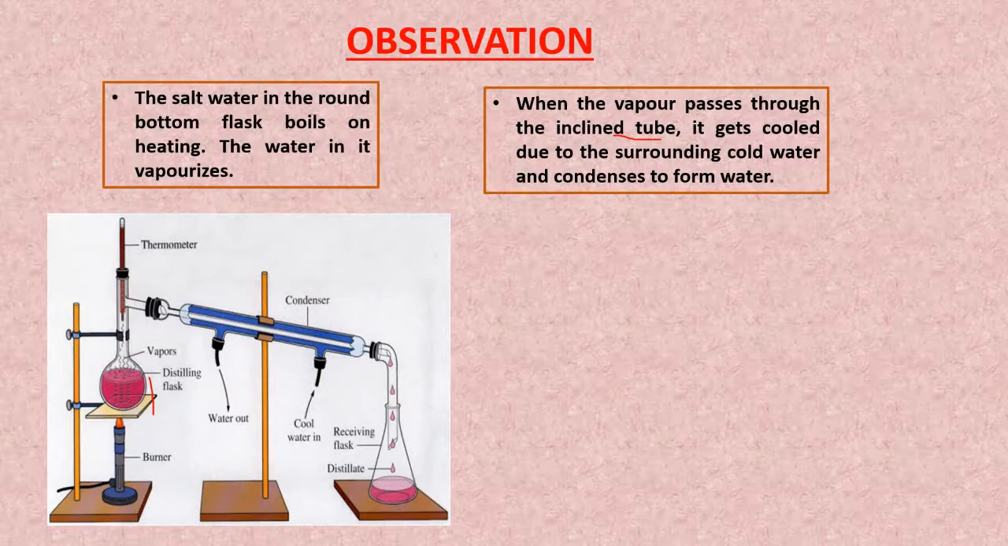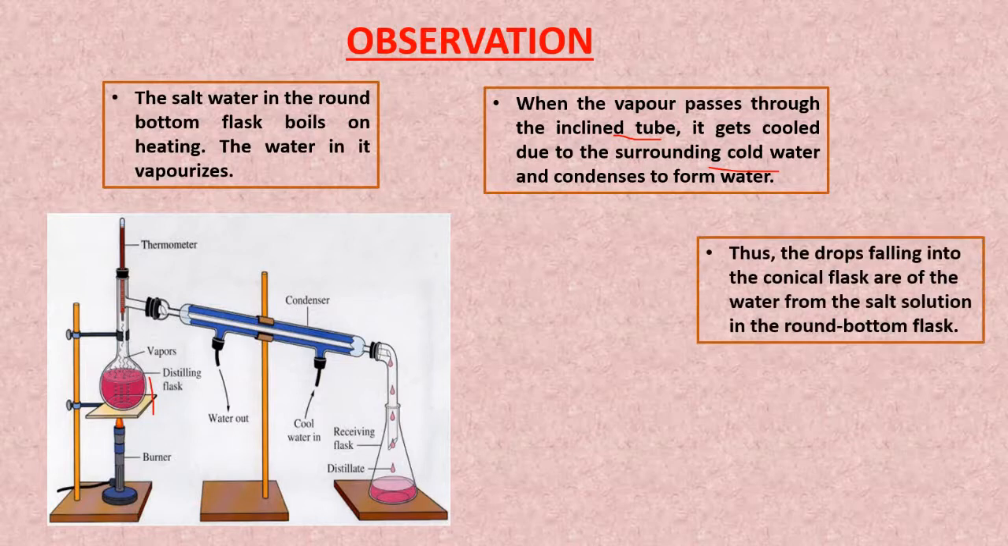So when the vapor passes through the inclined tube, which is slightly in the slant position, it gets cooled due to the surrounding cold water. Now inside this small tube there is water vapor, and outside this tube there is cooling water whose temperature is low. Steam's temperature is high and this surrounding cooling water's temperature is low. So due to this surrounding cooling water, the water vapor inside the tube condenses into water. Why? Because the temperature of the surrounding cooling water is less compared to the water vapor, and that is why this water vapor is condensed into water.